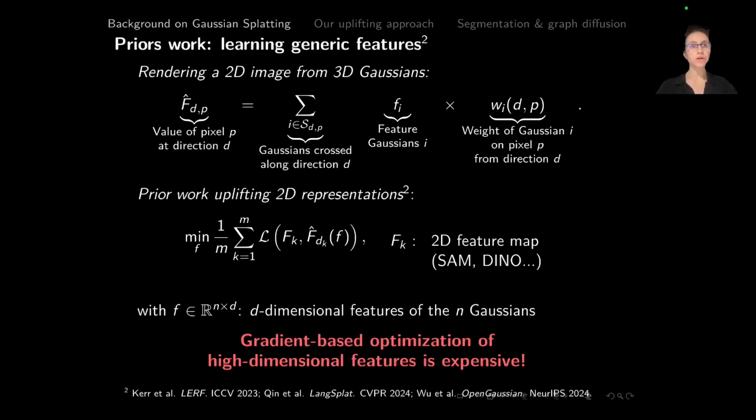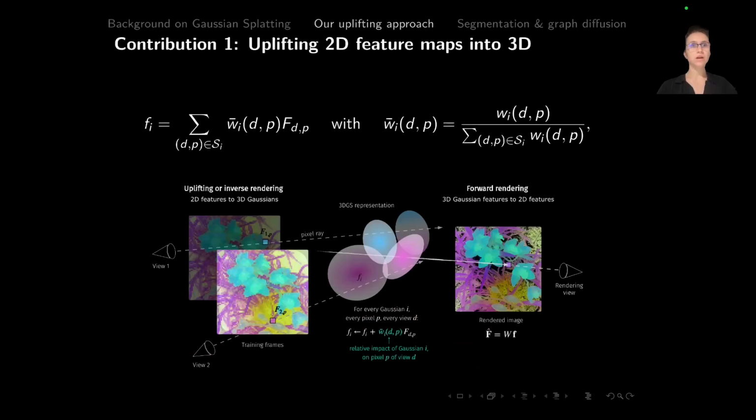So we searched for a simpler way to uplift features from 2D into a trained 3D scene, as simple as when rendering from 3D into 2D. And our proposal is the following. We define each Gaussian's features as a weighted sum of the 2D features of the pixels it affects during the rendering. The weights are the same alpha blending weights, renormalized to sum up to 1. And intuitively, these weights measure the correlation between a Gaussian and a pixel and can be used in either direction, from Gaussian to pixel or from pixel to Gaussian.